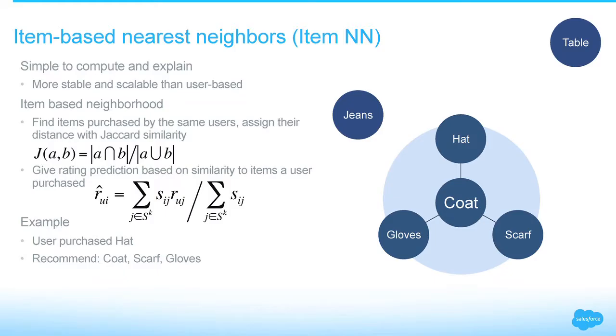To talk a little bit about what these models look like, item-based nearest neighbors is a really nice model. It's simple to compute and explain, and it tends to be more stable and scalable than user-based recommendations. All you need to do is compute a similarity matrix between items. In this case, I used Jaccard similarity: the intersection of the users who bought item A and item B, divided by the union of the users who bought item A and item B.